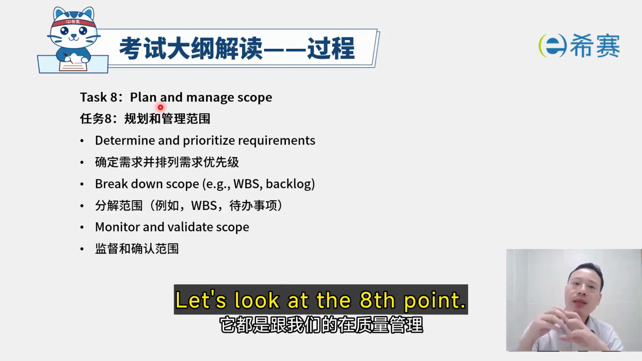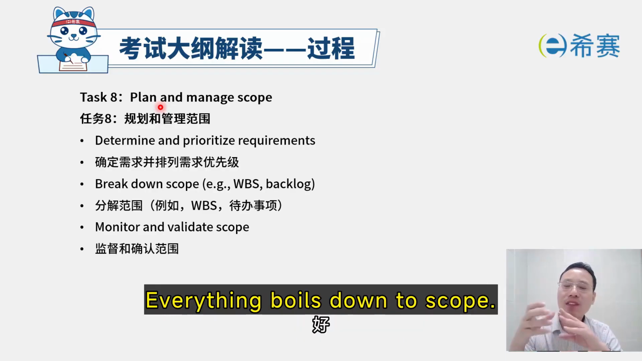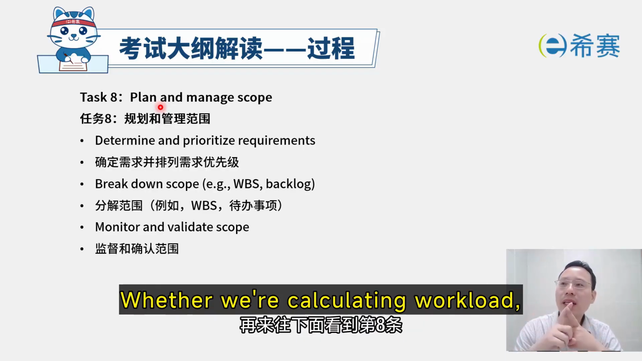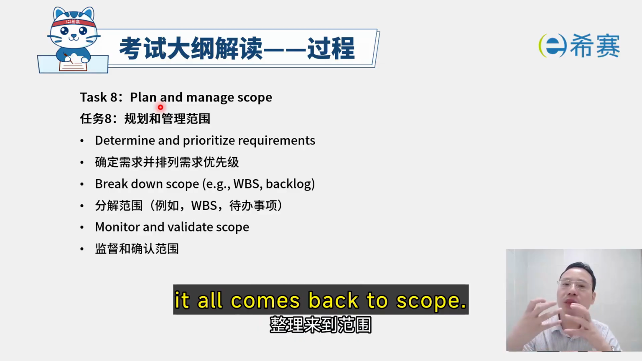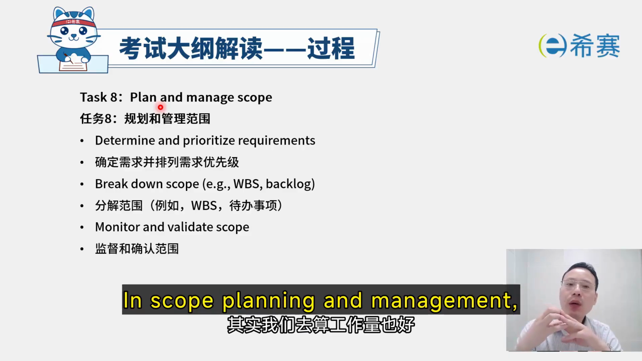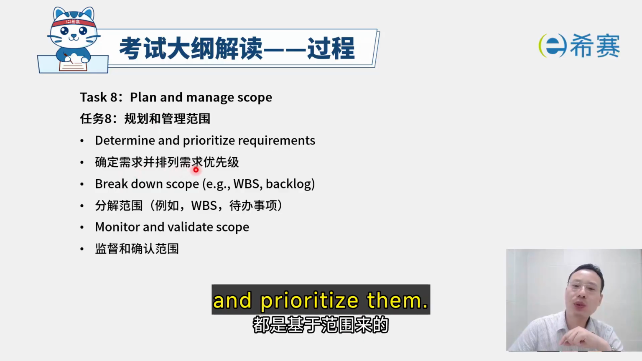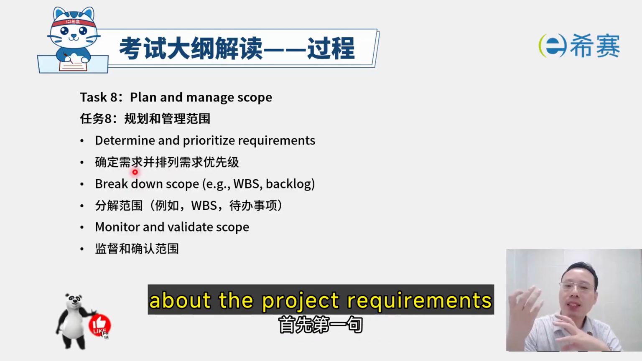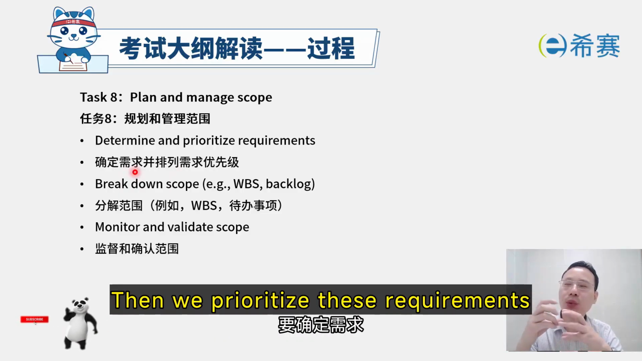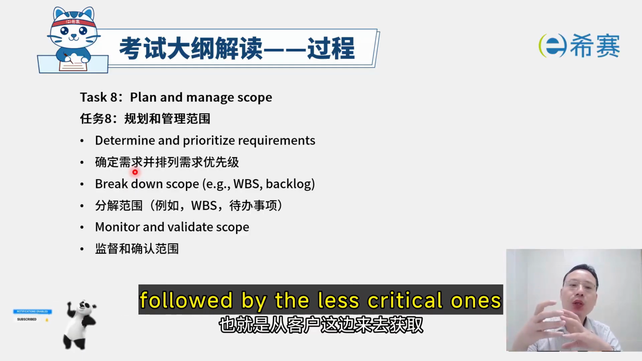Alright, let's look at the 8th point. Planning and managing scope. Everything boils down to scope. Whether we're calculating workload, quality, or resources, it all comes back to scope. In scope planning and management, the first step is to identify requirements and prioritize them. In other words, we gather information from the client about the project requirements. Then we prioritize these requirements, identifying the most important ones, followed by the less critical ones.